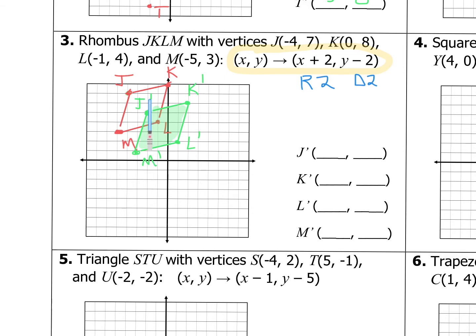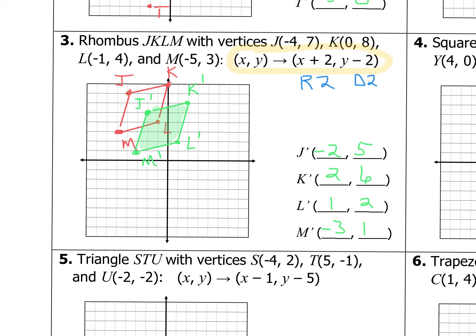So J prime right here is going to be left 2, up 5. And then K is going to be right 2, up 6. And then L is going to be right 1, up 2. And then finally M prime is going to be left 3, up 1.